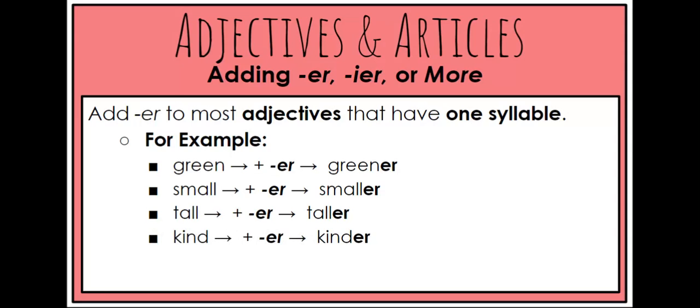Kind. And then we add the suffix, let's see how many syllables it has. Kind has 1 vowel sound. Again, we have an adjective that has 1 syllable. We add the suffix er, and the word is kinder.